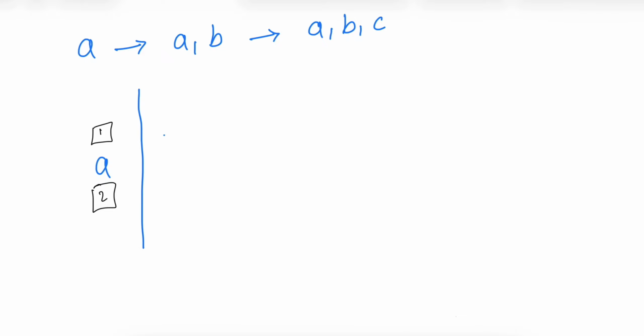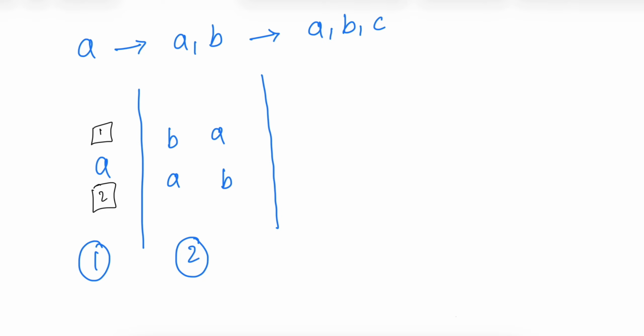So he can stand before A, which will be B and A, or he can stand after A, which is A and B, right? So if there are two kids, there will be two possible ways they could stand in the line. So now, if the third kid C wants to join, let's see what are all the options he will have.